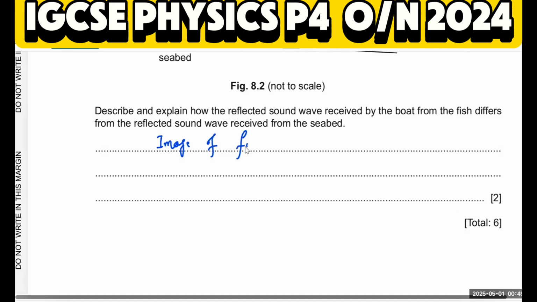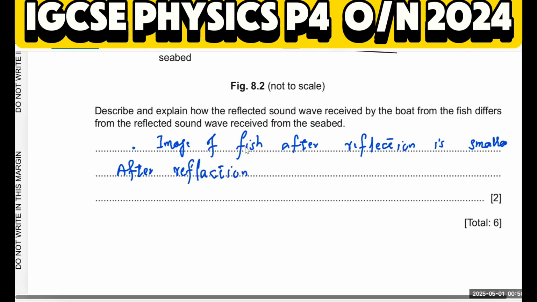of fish after reflection is smaller. Why? Because after reflection, the amplitude of the wave is decreased. Ultrasound waves or sound waves, the amplitude is decreased. That's why the apparent image will be smaller.